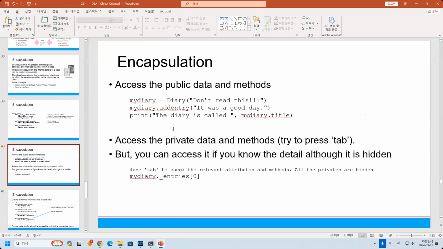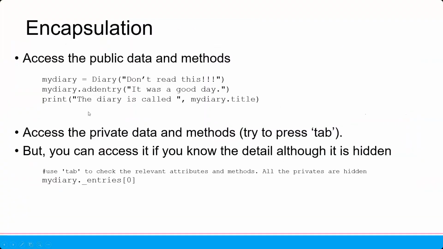So I just mentioned to you, if you want to access the private data and the private method, you can have the name only when you know what the name is, and you can access the method when you know the method, but it is not for public.